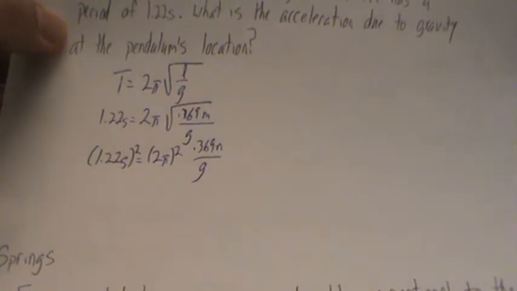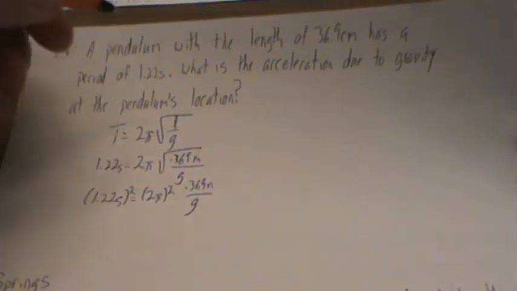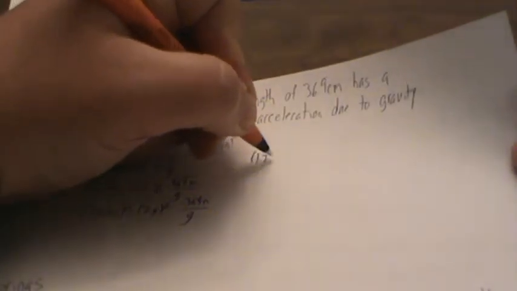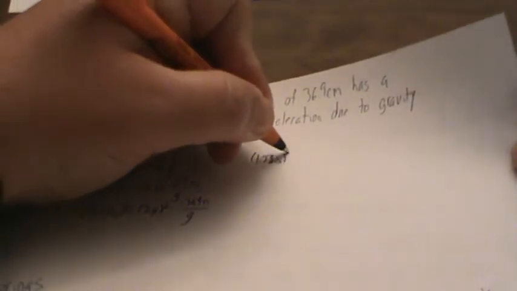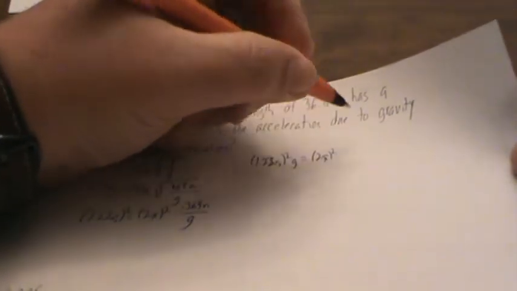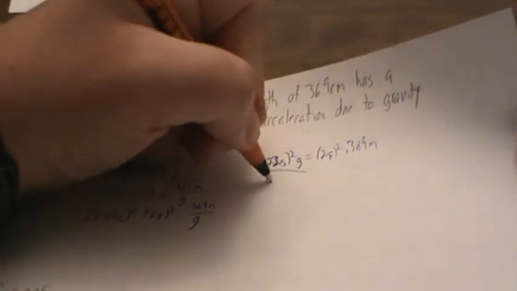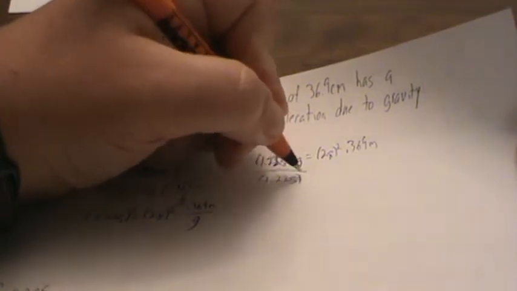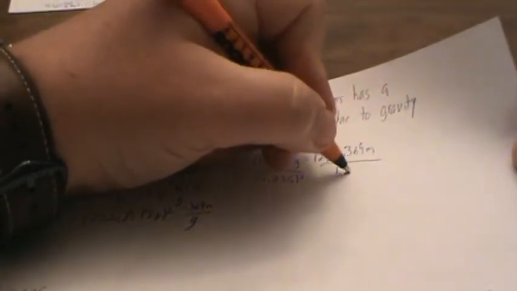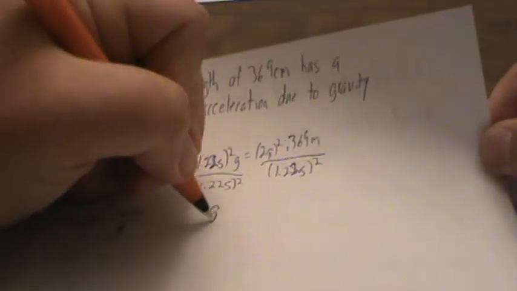Then we need to get g by itself. If we multiply both sides by g, 1.22 seconds squared times g is equal to 2 pi squared times 0.369 meters. Then we're going to divide both sides by the 1.22 seconds squared. I don't know why I keep putting a 5 there, but it should be a 2. And that should give us our answer.